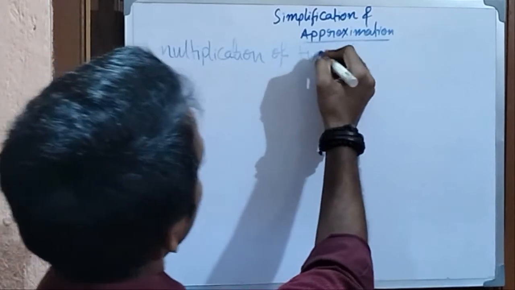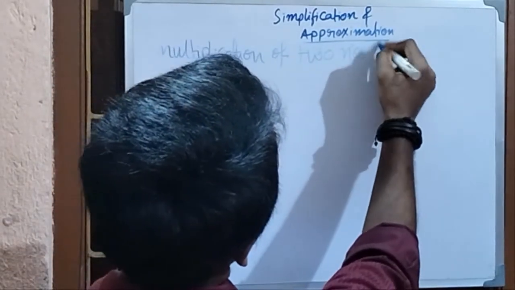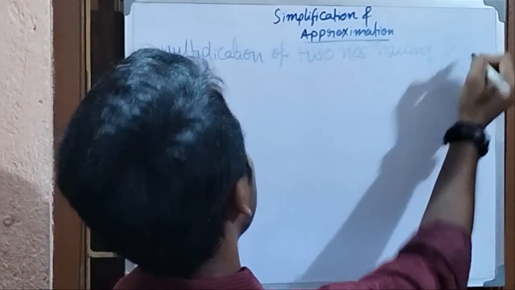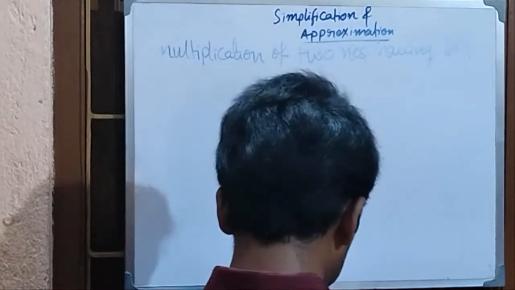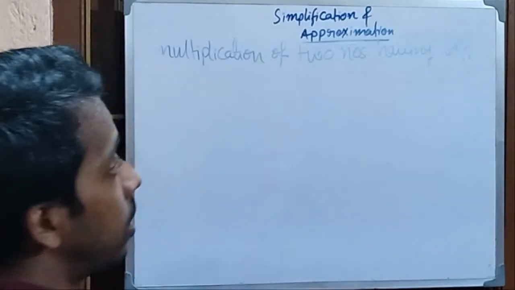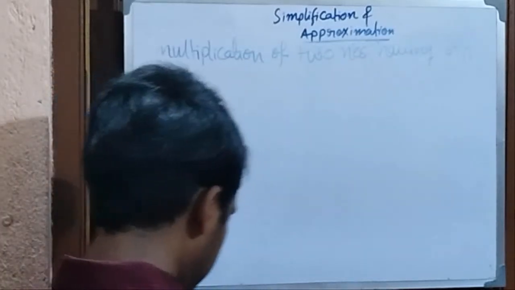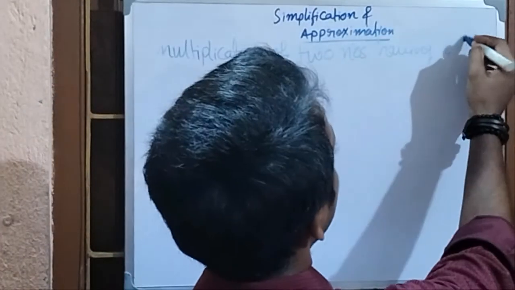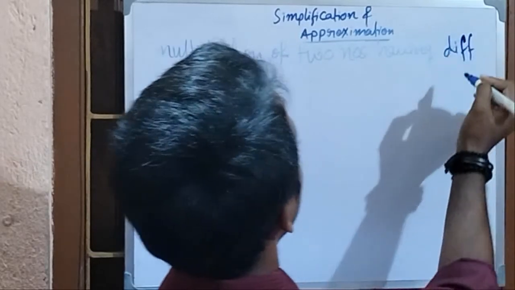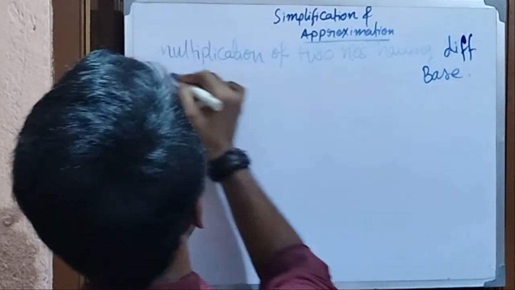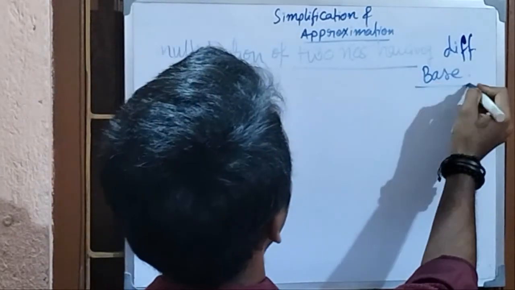Multiplication of two numbers having different base, and this is the final topic for today. Multiplication of two numbers having different base.